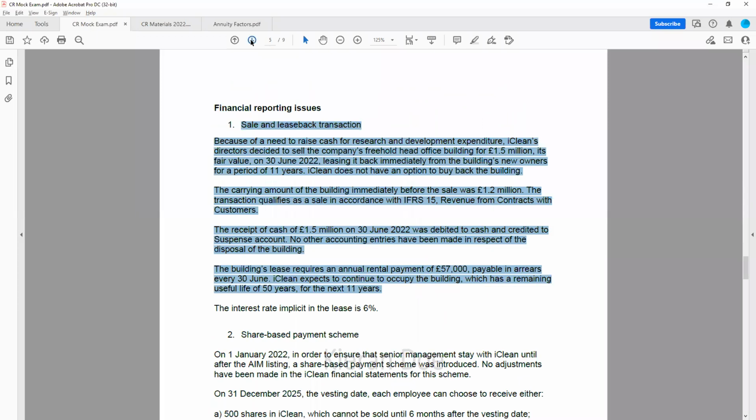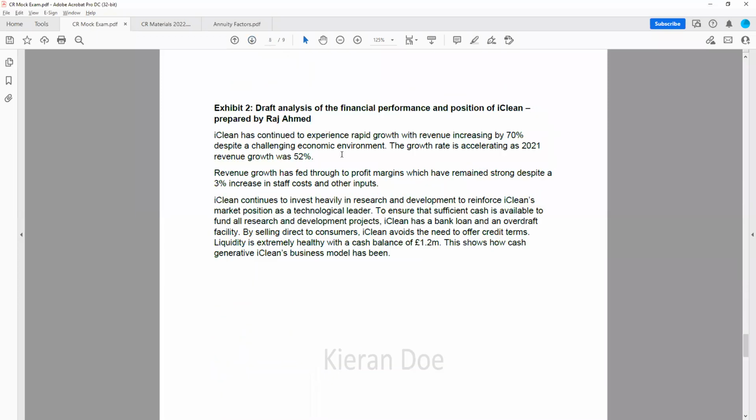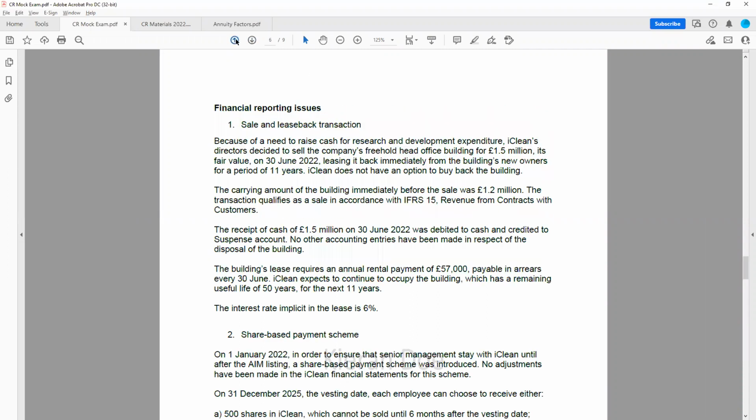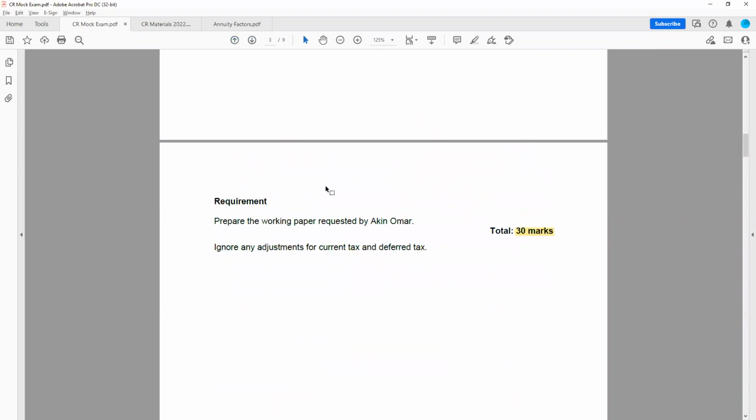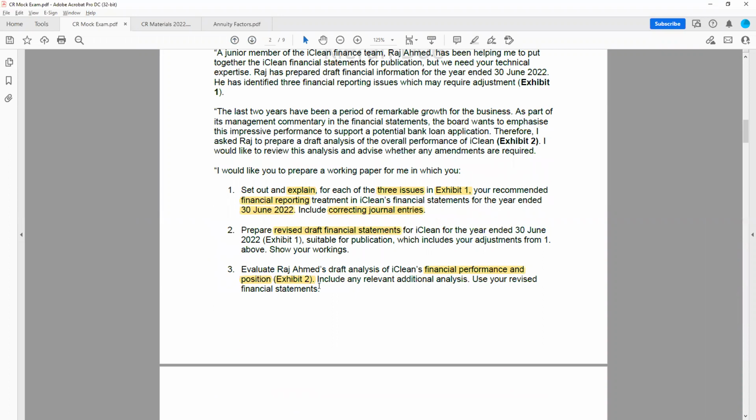draft financial statements. And then we've kind of got this separate requirement where we have to look at the draft analysis which has been performed, and it looks as though we're going to have to undertake some of our own analysis. And it says here, evaluate it. So perhaps there's going to be some issues there in the analysis which has already been performed. So I definitely see this as a kind of separate requirement here.